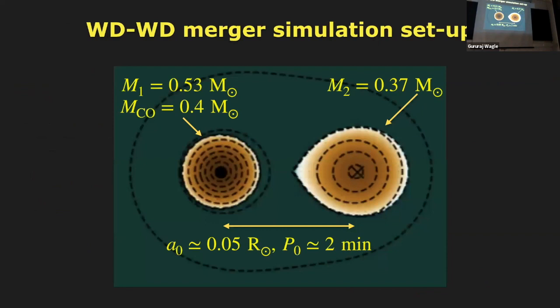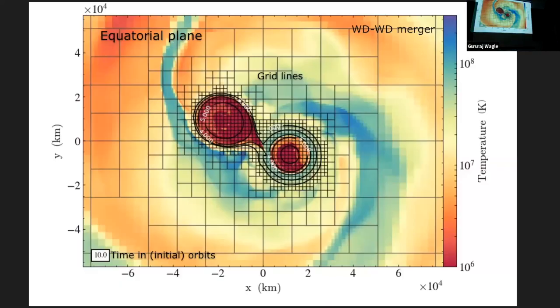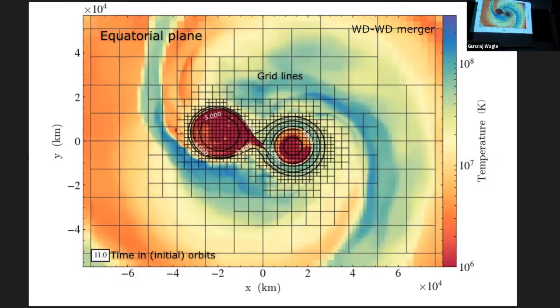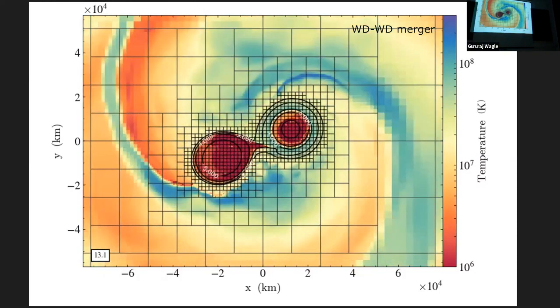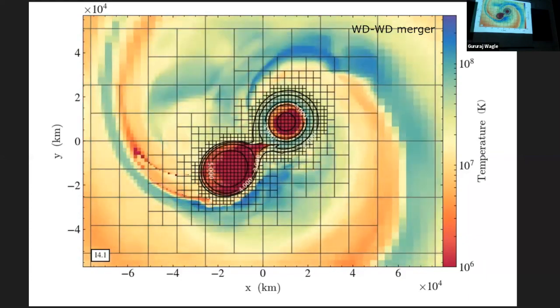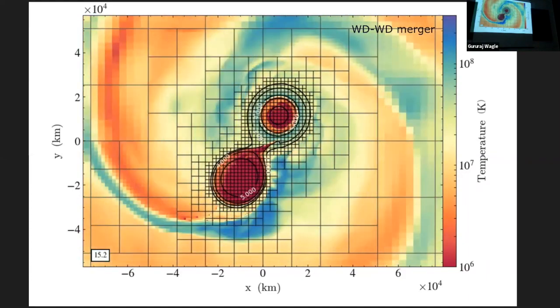So this is the setup of the simulations. We have some properties of the binary. This is a mass ratio of 2.7. Now I will show you a movie of this simulation. I show you the equatorial plane. This is the temperature. On the left corner, you can see the time in initial orbits.